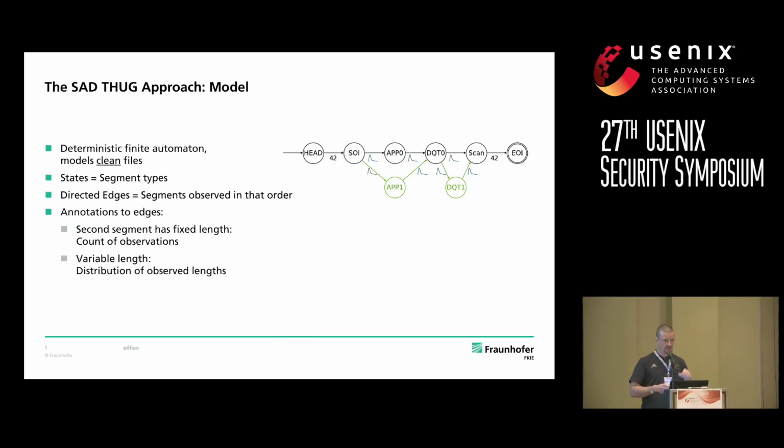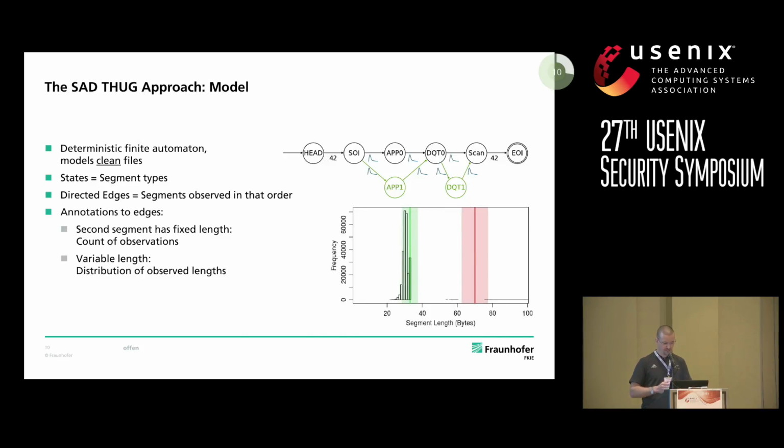When the segment has a strictly fixed length, then we just count how many times we've observed it during the training phase. And when the second segment is of variable length, we store the distribution of lengths that we observed during the training. As you can imagine, when you have something like byte stuffing, observing the length of the segments is an important factor, because here we have a legitimate segment observed in the legitimate order, and the only thing that may distinguish the file from legitimate files is the fact that the segment is larger than usual.